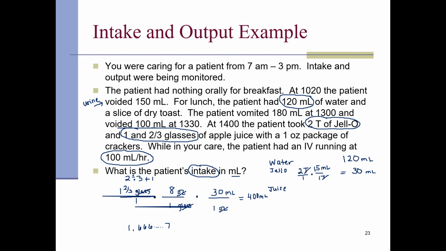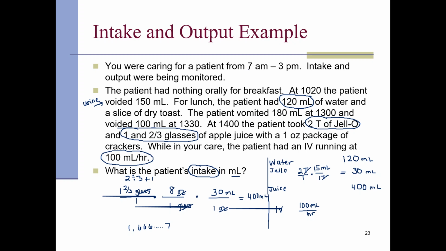The wonderful thing is with using this conversion of 30 milliliters to an ounce, 30 easily divides by 3, and so that's why we get rid of that repeating decimal. So in my log here, the juice comes out to be 400 milliliters. The last thing that I have in my log is the IV fluid, and we see that that is 100 milliliters per hour. So that does have a fraction in the labels, so milliliters on top, hours on the bottom.